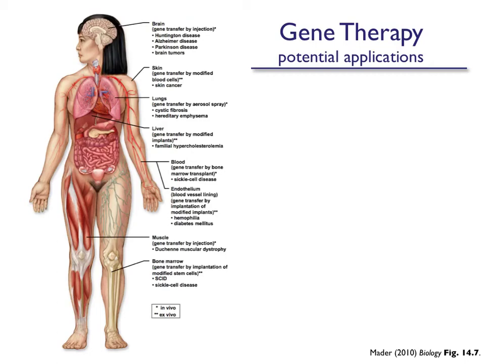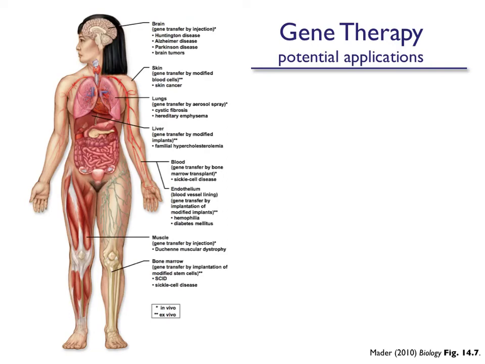So you'll see here some examples, first of all, in the brain, Huntington's disease, Alzheimer's disease, Parkinson's disease, genes that are involved in those processes that may have mutations or aren't functioning properly. We could then replace it with a gene that is functional by injection. With skin, gene transfer by modified blood cells, so removing blood cells, replacing them, and thereby perhaps treat certain instances of skin cancer. In the lungs, perhaps the possibility of introducing new genes by aerosol spray to treat cystic fibrosis or hereditary emphysema.